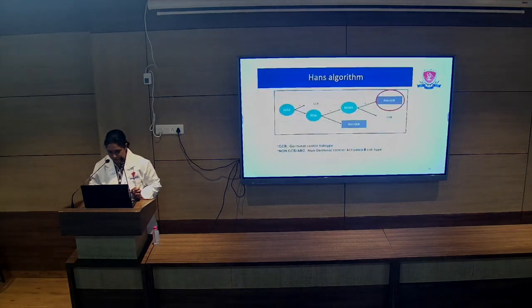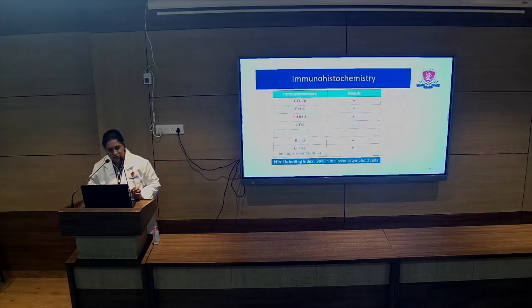The cells were positive for c-MYC. 90% positivity was seen, and it was a very highly proliferative lesion because Ki67 index was almost in the range of 90 to 95%.